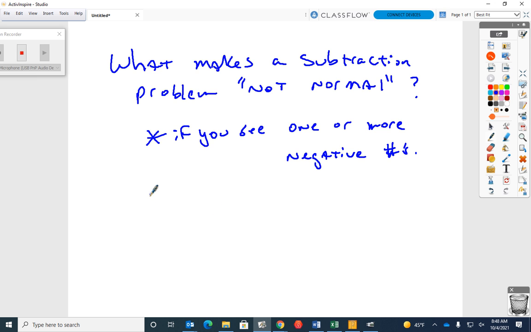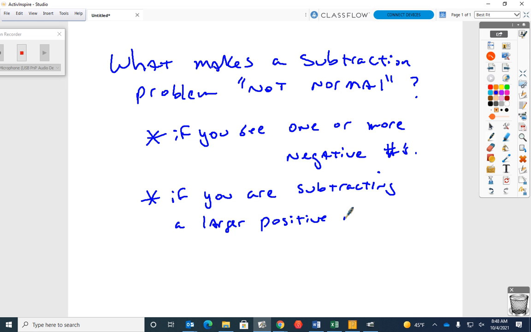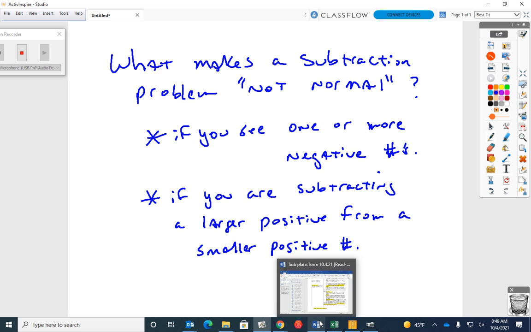Also, if you are subtracting a larger positive number from a smaller positive number. So those are two ways you see a subtraction problem is not normal. Does everybody understand how to identify a normal from a not normal? I will leave it up.